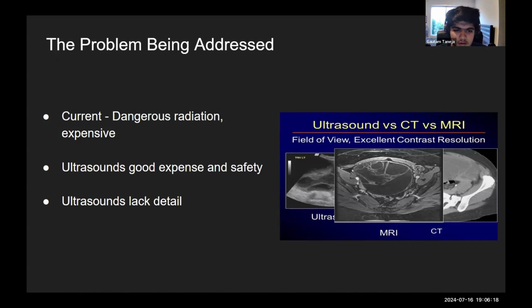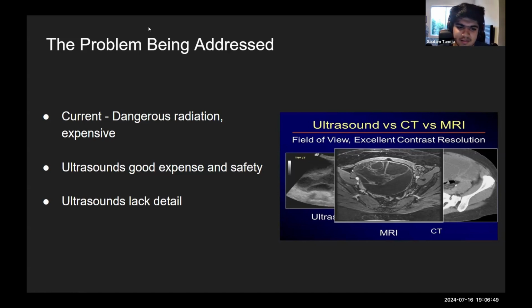And also, on average in the US, X-rays cost up to $500, CT scans cost up to $3,280, and MRI scans cost up to $12,000. On the other hand, ultrasounds cost up to only $800 and have no radiation. So ultrasounds have the perfect balance in terms of expense and safety.